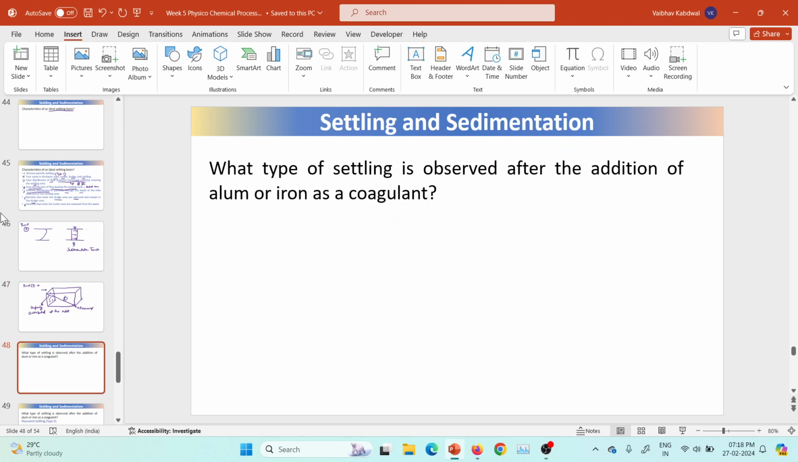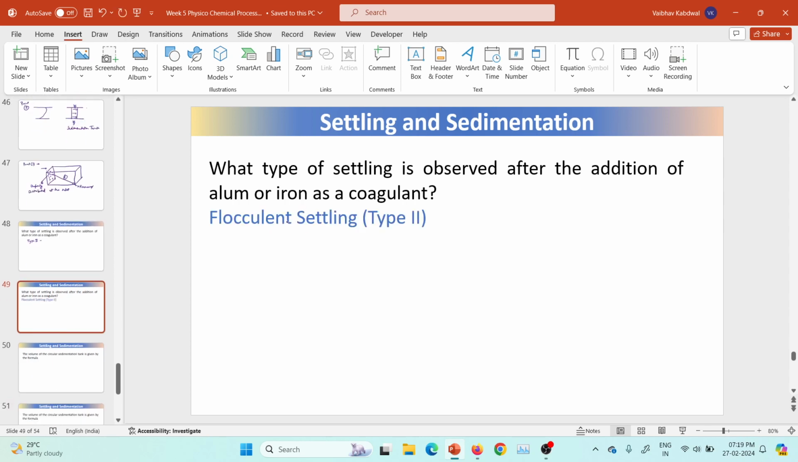What type of settling is observed after addition of alum or iron as coagulant? So the type of settling observed is type 2 settling, that is flocculant settling.